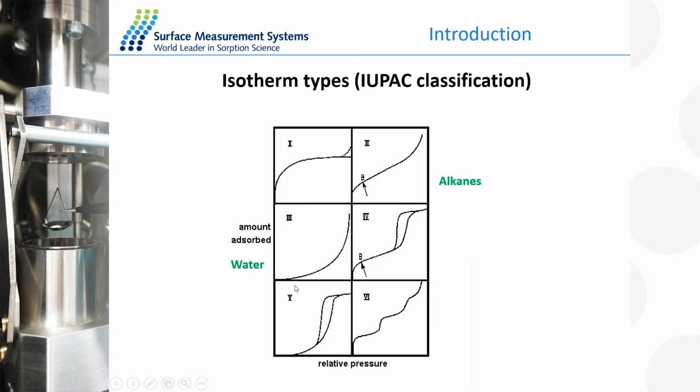The type 3 and type 5 isotherm represent some weak interaction between the probe molecules and solid surface. For example, the water sorption isotherm is usually a type 3 isotherm. It's more like some condensation on the surface, where the adsorbate-adsorbate interaction is much stronger in comparison to the interaction between the water molecule and the solid surface.